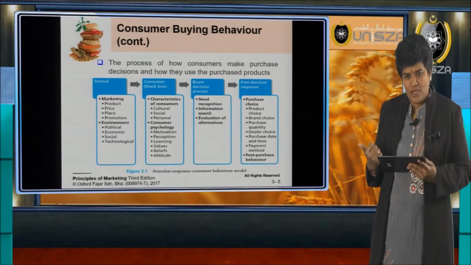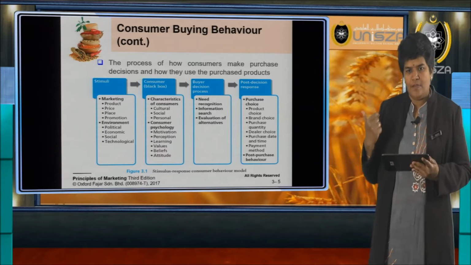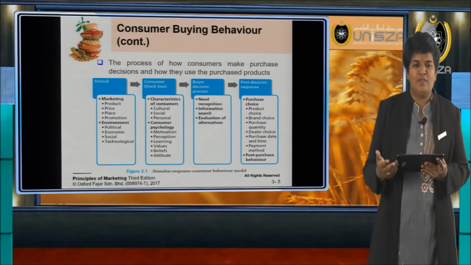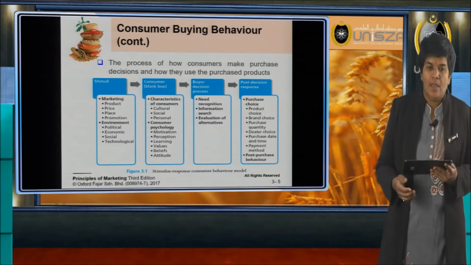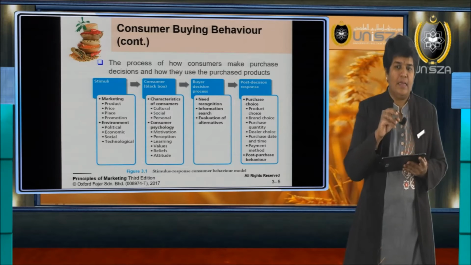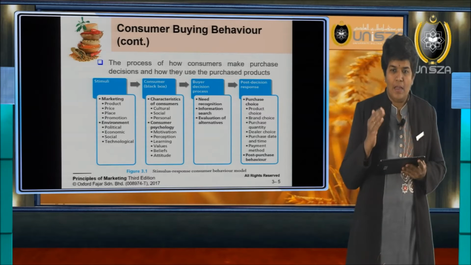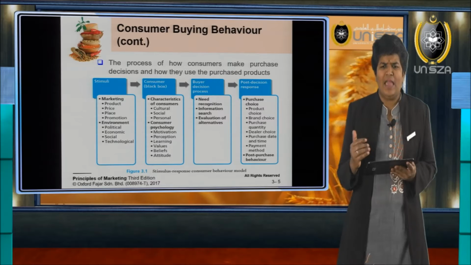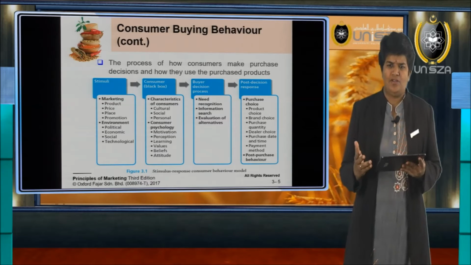One, purchase choice. Under purchase choice, the product choice, the brand choice, dealer choice, purchase date and time, and payment method will be the choices that the consumer will make. And lastly we will look into the post purchase behavior. Are they happy with the purchasing decision or not?